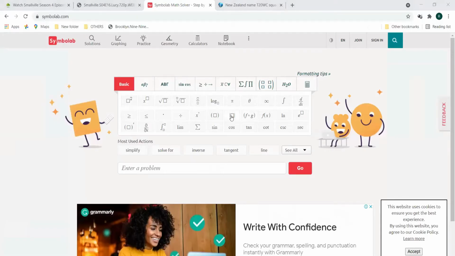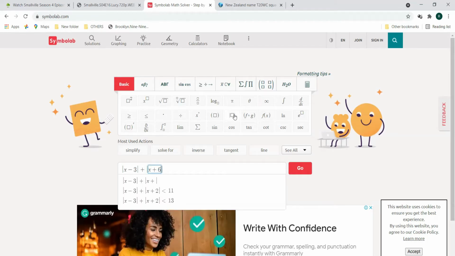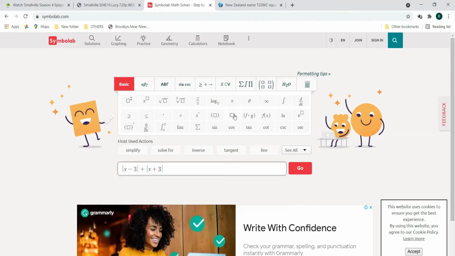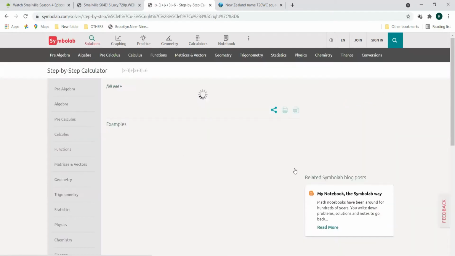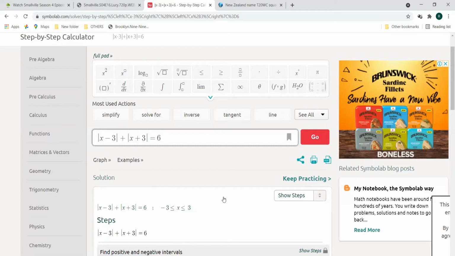And all you need to do is put that in a calculator: the modulus of x minus 3 plus the modulus of x plus 3 equals 6. So you can use Symbolab to help you when you're practicing these paper ones. Use Symbolab, and then it's going to give you the range. x is between -3 and 3.